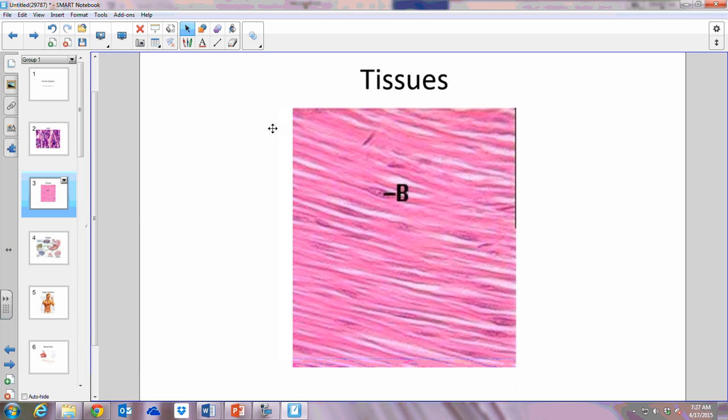And groups of cells that are found together, working together, are called tissues. And here is a picture of, looks like cardiac muscle tissue or smooth muscle tissue. And this tissue is working towards one particular function, whether it be muscle tissue or nervous tissue, and we'll talk about those different kinds of tissues in a moment.